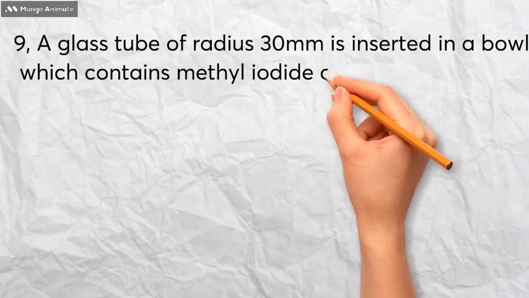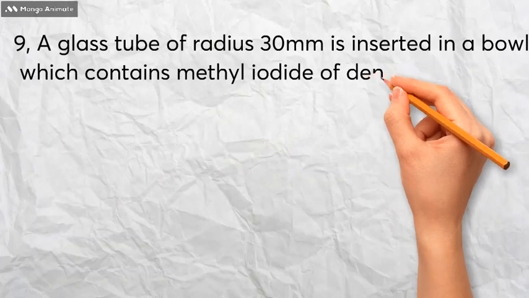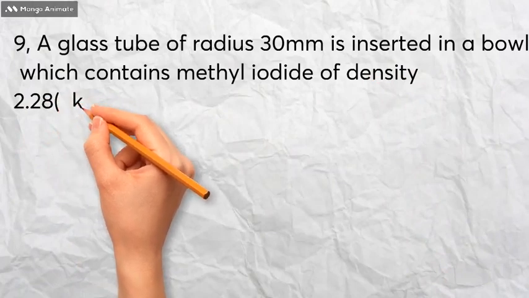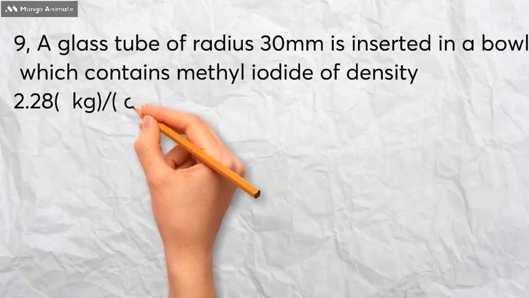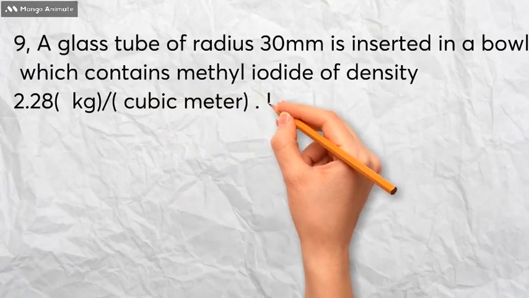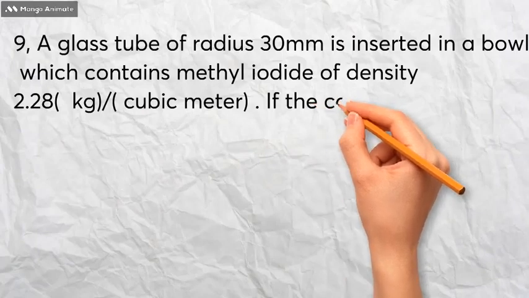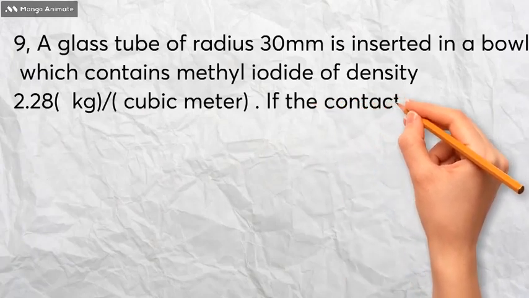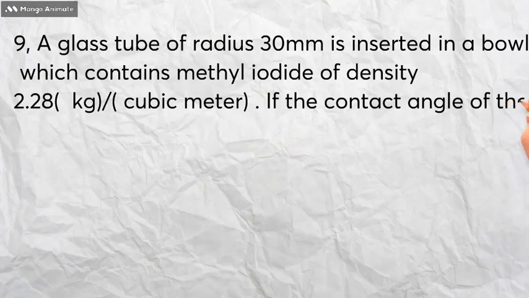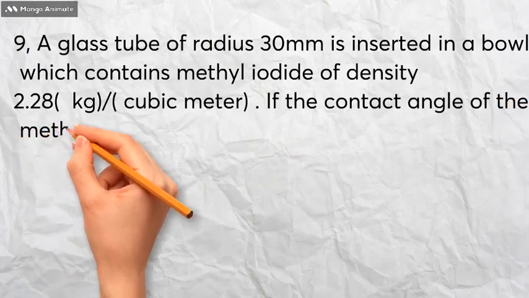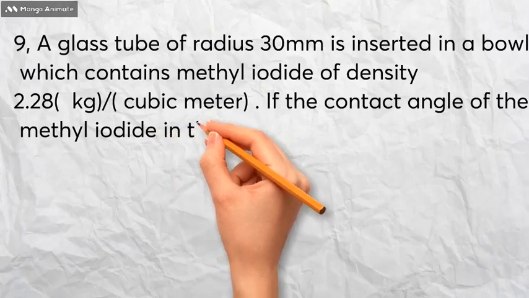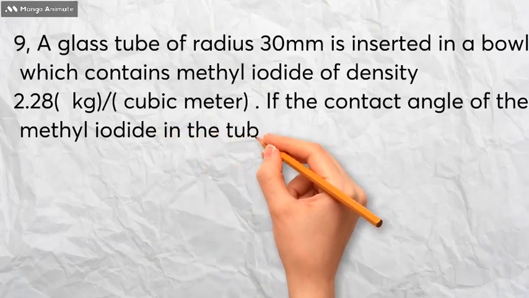We use the capillary rise formula. h equals 2 gamma cos theta over rho g r, where gamma equals 0.26 N/m, surface tension. Theta equals 30 degrees, contact angle. Rho equals 2280 kg/m³, density. g equals 9.8 m/s², acceleration due to gravity. r equals 30 mm equals 0.03 m, tube radius.